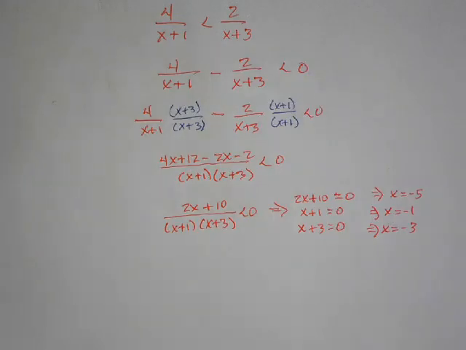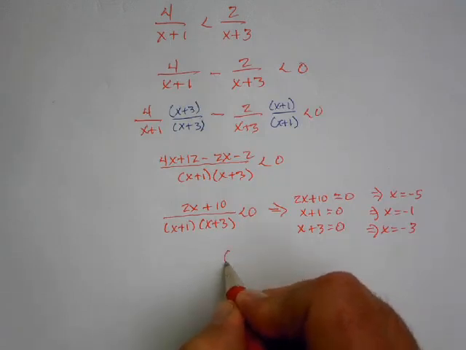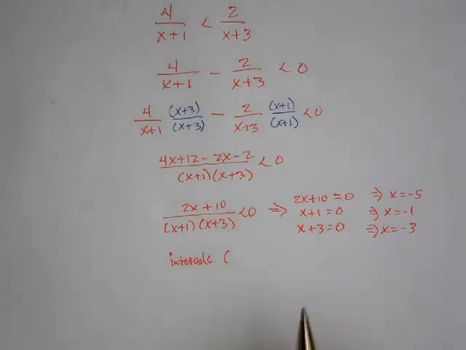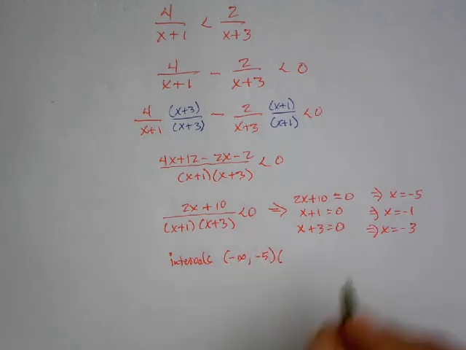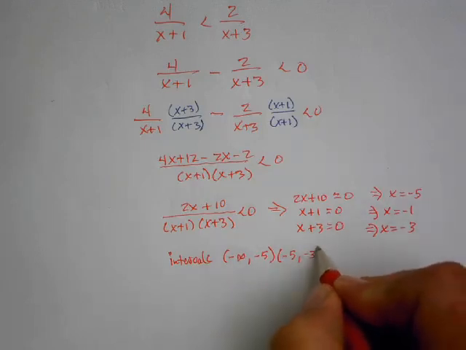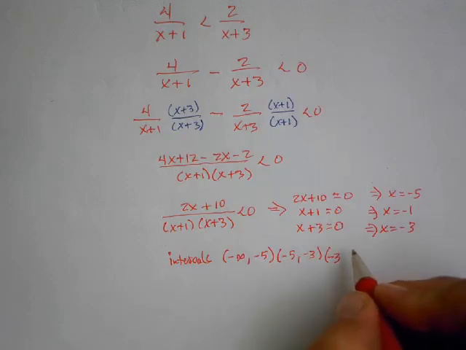intervals. My intervals will be from negative infinity to negative 5, negative 5 to negative 3, negative 3 to negative 1, and then the negative 1 to positive infinity.